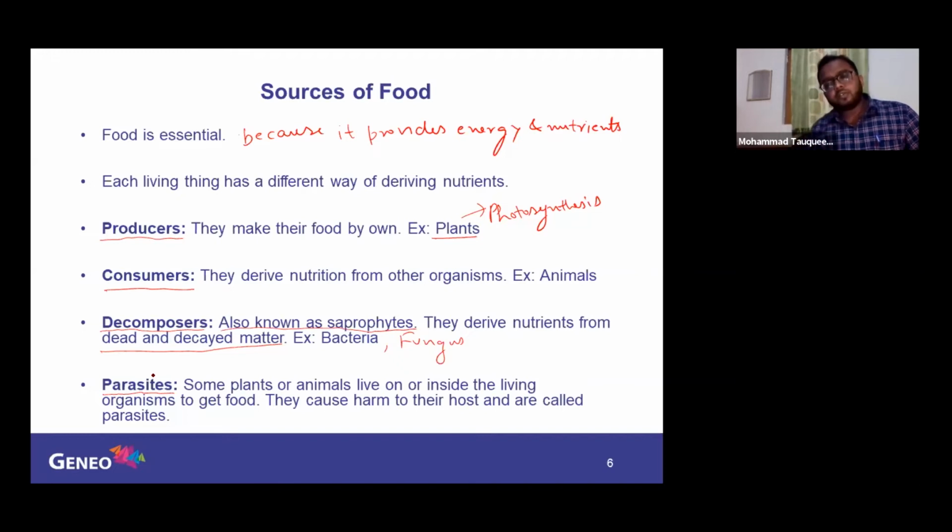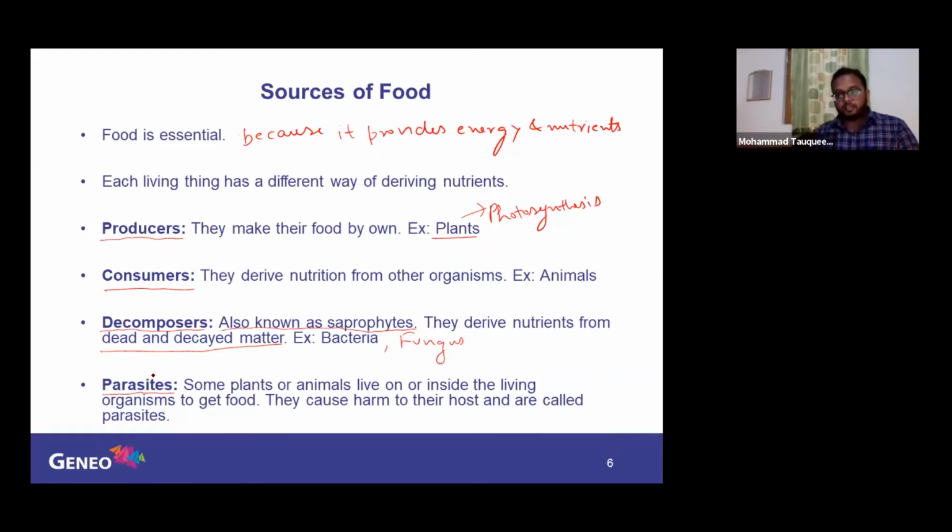Another example, mosquito. Mosquito bites and takes our blood. So it is dependent on our blood. And parallelly, the biting of a mosquito causes malaria in us. We are the host of the mosquito, and the mosquito is harming us. That's why mosquito is also placed under parasite. So I hope the sources of food slide is very clear to all of you.